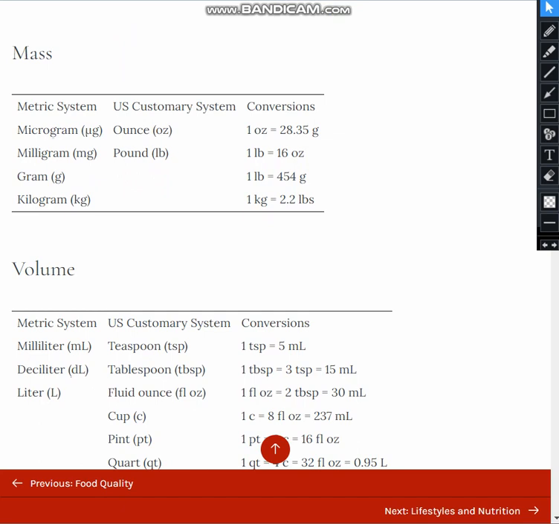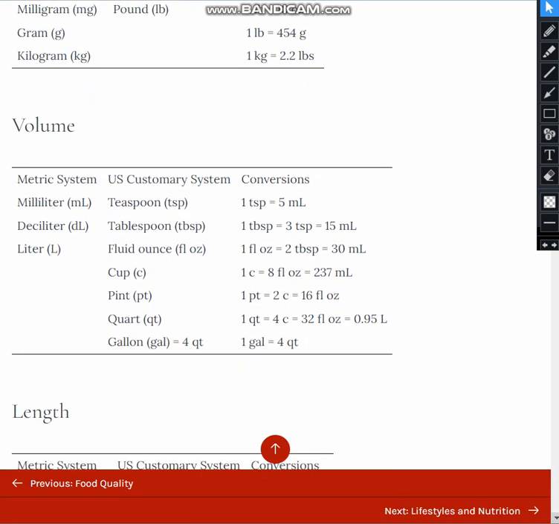Now there is also ounce and pound given. Now 1 ounce is 28.35 grams. And 1 pound or 1 lb is 16 ounces. 1 lb is 456 grams and 1 kilogram is 2.2 lbs. I hope this is understandable.